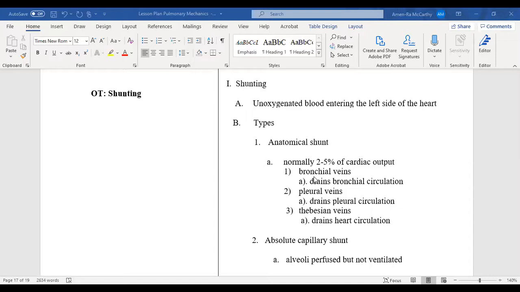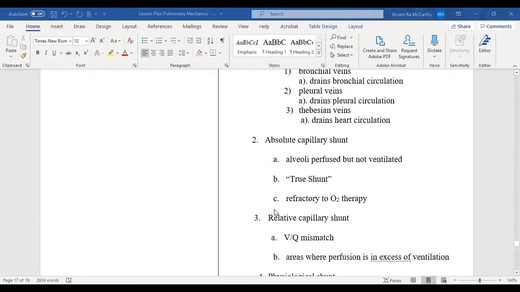anatomically shunted blood, okay? The next type of shunt will be an absolute capillary shunt. This is also known as a true shunt. This is when there are alveoli that are perfused but not ventilated at all. Remember, we said we have some shunts where there's perfusion, but maybe a little bit of ventilation, right? Just a little mismatch can still be called a shunt. We got perfusion, but not enough ventilation, so we can call it a shunt. But an absolute smack in your face true shunt is when you have perfusion, but no ventilation at all, okay?